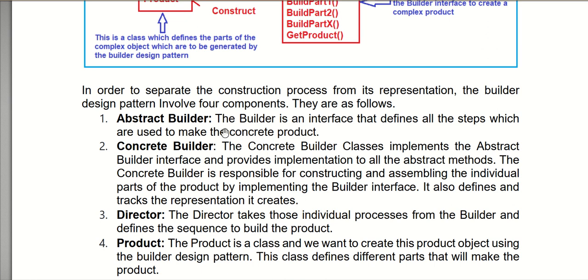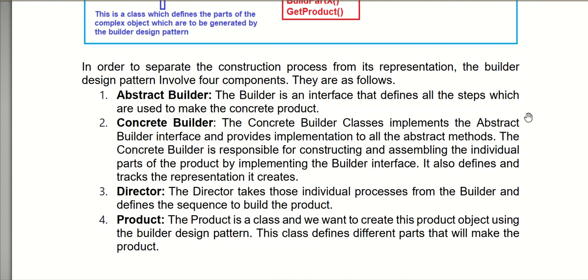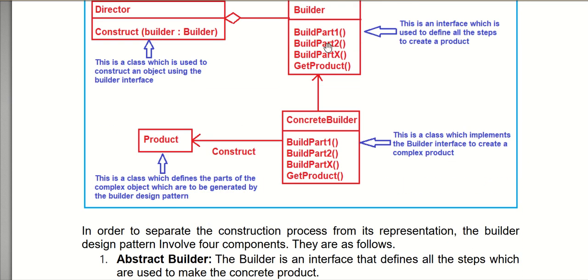The abstract builder, okay? As I already explained, the contract or the interface basically which tells how this generic process will work, okay? That's what I have already explained. The concrete builder. The concrete builder is just a concrete class which implements your abstract builder. Okay, but it does some extra stuff. So the concrete builder classes implement the abstract builder interface and provide implementation to all the abstract methods. See the statement abstract methods because this is an interface or abstract class.